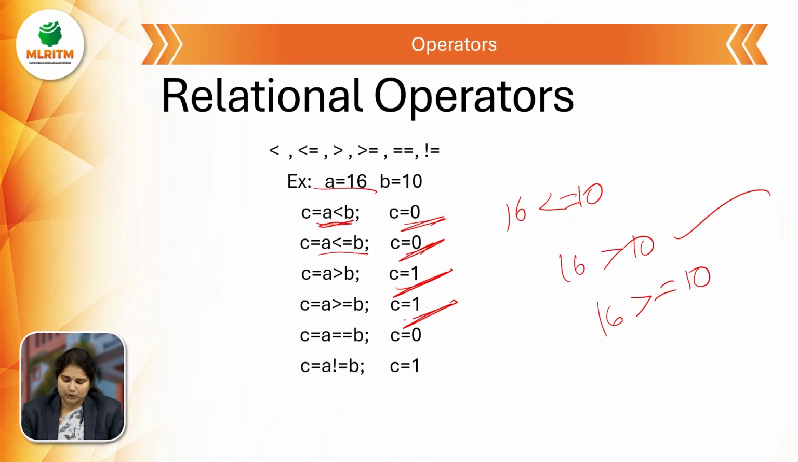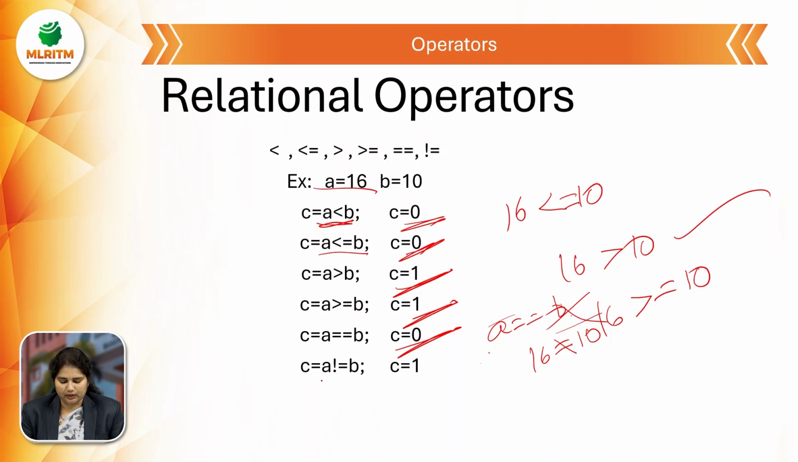A double equal to b. A double equal to b means what? We compare whether the two operands are equal or not. 16 is not equal to 10, so this condition is false, and we will get the output as 0.